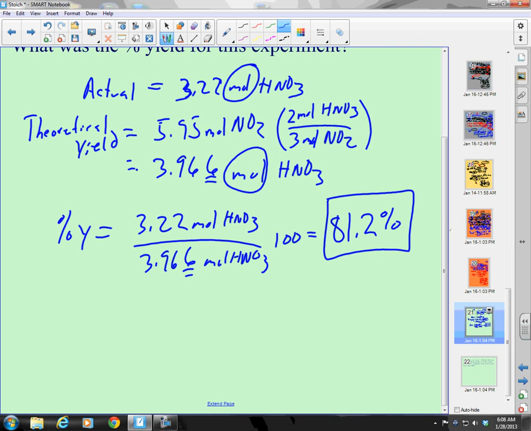Hey, can I have more than 100% yield? Sure. Can I have less than 100% yield? Sure. If I have more than 100% yield, what does that mean? That means I obtained more than I should have. If I have less than 100% yield, that means what? I lost something somewhere in my lab technique. You know, I did a poor job. I spilled it. My lab partner ate it.